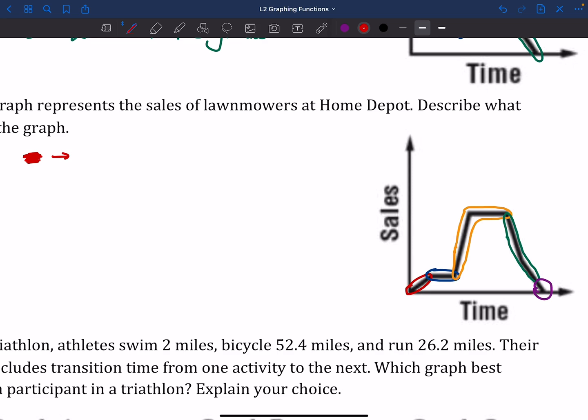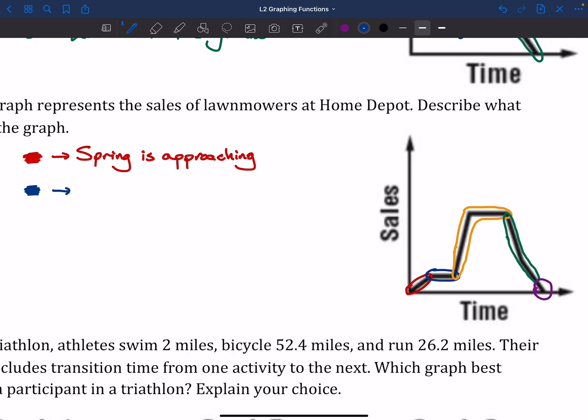So that red piece, what I'm seeing is it's moving up a little bit, right? We're talking about sales of lawnmowers, right? So sales are going up a little bit, right? So maybe spring is approaching, right? Let's say that it's March. It's kind of starting to get a little bit warm on some days, and people are like, oh man, I need to replace my lawnmower. Let's go out and get one of those. All right, so sales are kind of ticking up a little bit.